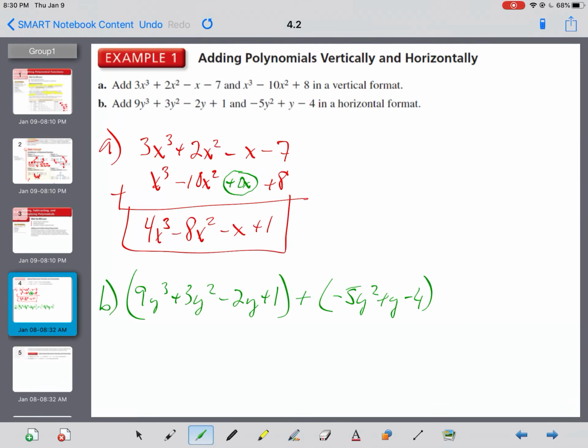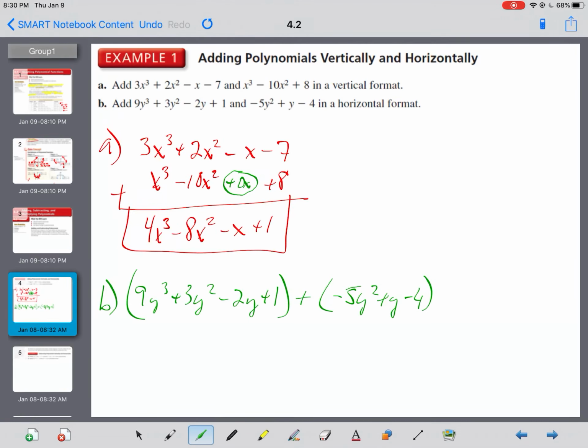Here you've got to just do like terms. This saves more space, but is a little bit harder to see. Vertically takes up more space, but is way easier because they all line up. I've had students in the past mark the things that are like terms.